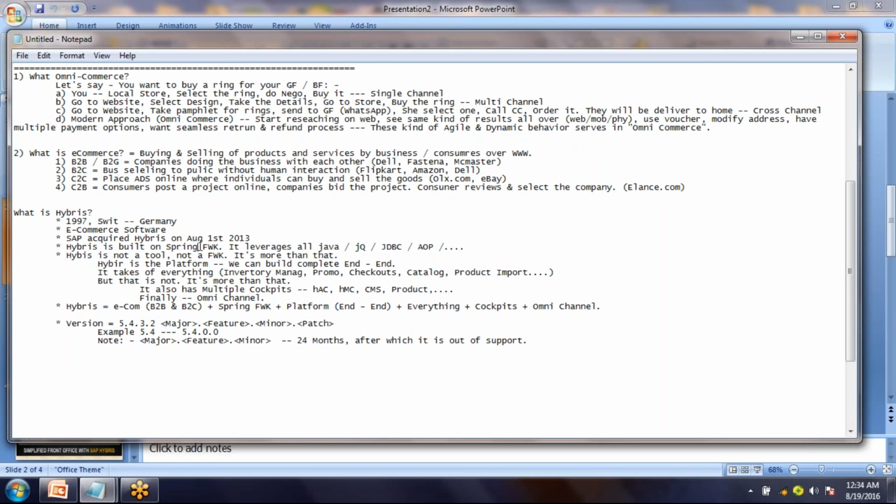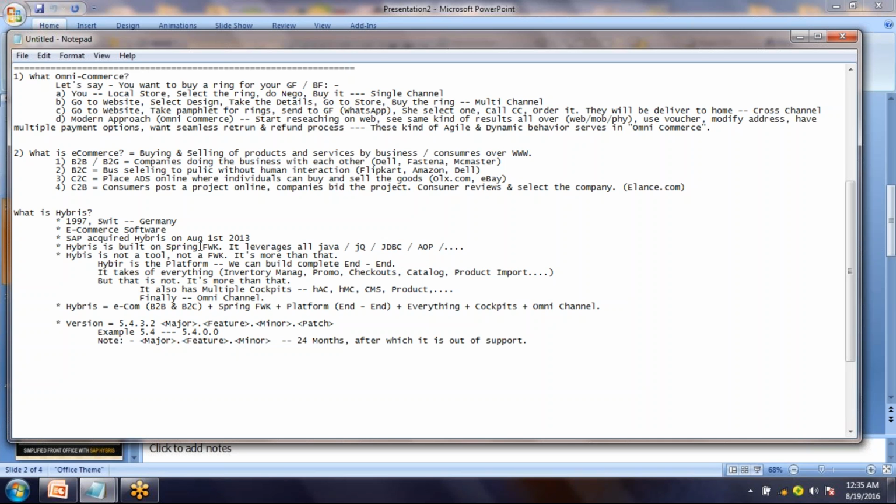Then it is not just a tool. It's not a framework. It's more than that. As I said, it's a platform. So why are we saying a platform? Because it supports all the applications, end-to-end applications for the business. It's doing everything. It's not only that, it's more than that. It has multiple cockpits. We have seen what a cockpit is. Then finally it's omni-channel. We talked about what omni-channel is.